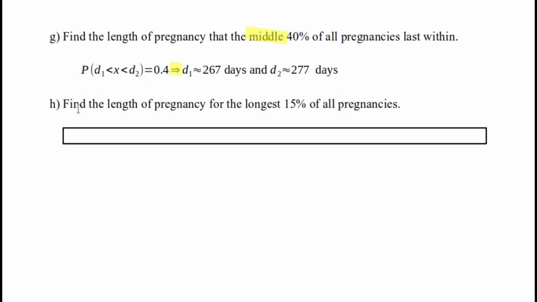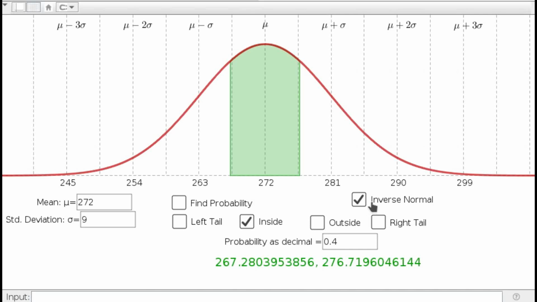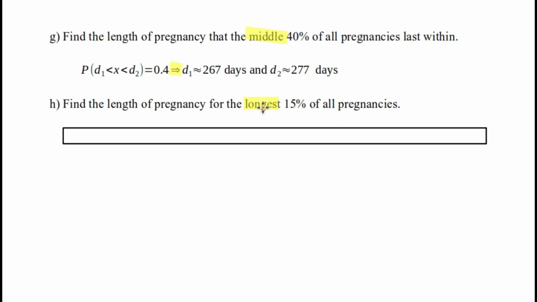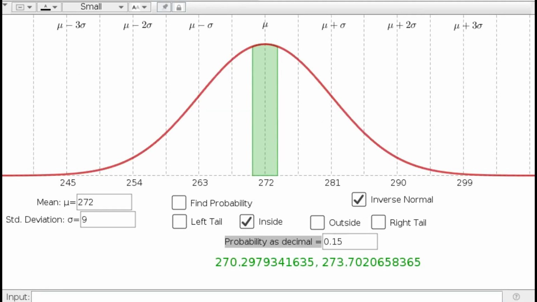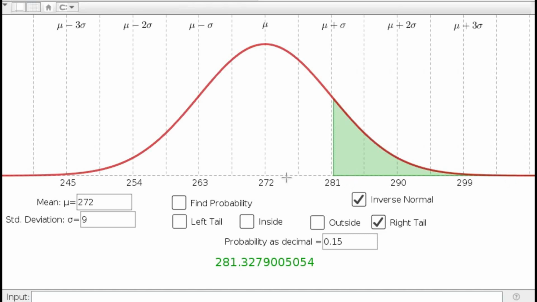So this next question asks us to find the length of pregnancy for the longest 15% of all pregnancies. Longest means that and greater. So we're talking about numbers to the right. So we're still interested in an inverse normal because we have a probability. The probability is 15%. So let's change our probability. And remember that we're interested in the longest 15% of all pregnancies. So that's to the right on the number line, and you can see what's shaded. That is, it's shaded 15% of the normal curve. That is to the right.